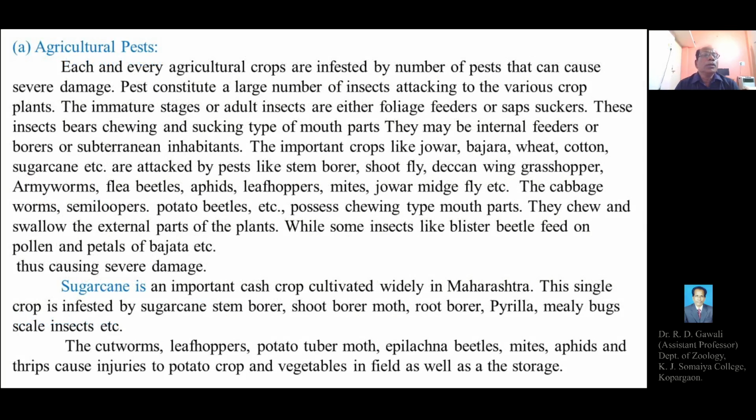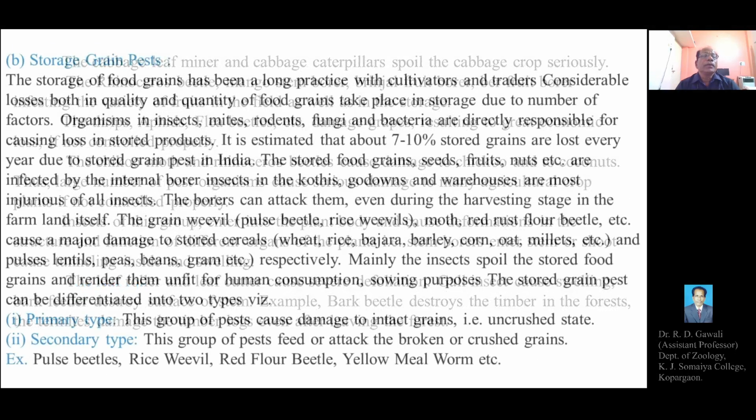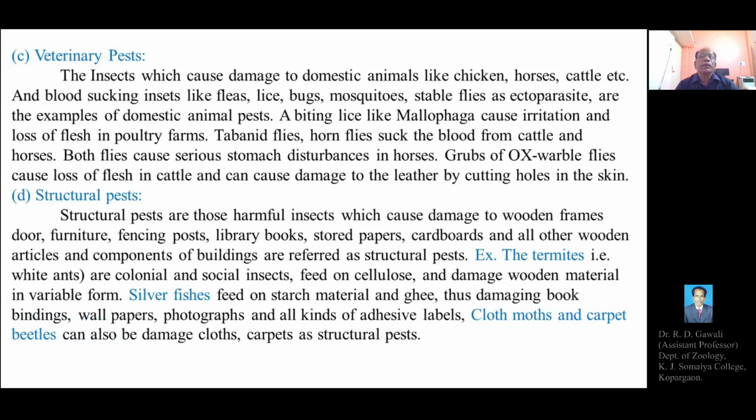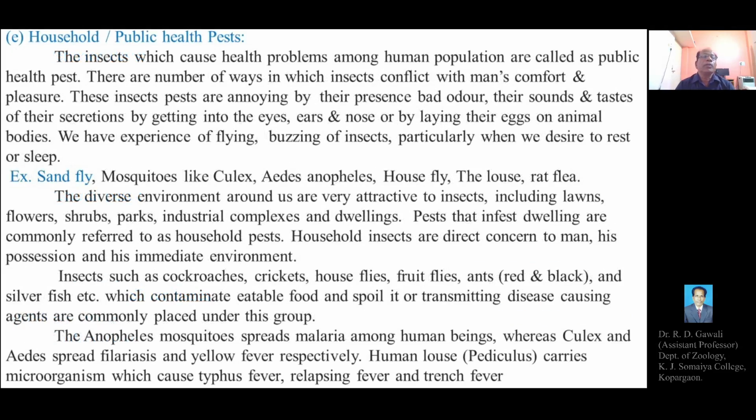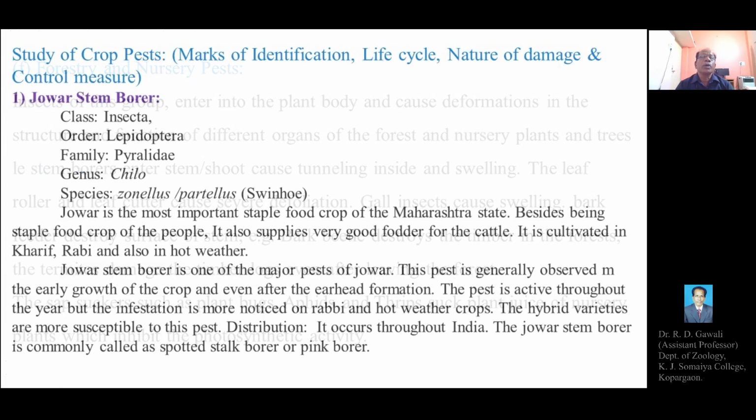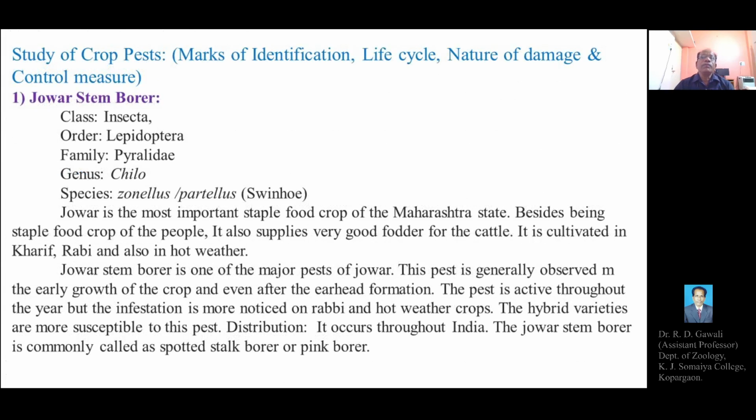So with this we'll stop here and continue with the next point, that is study of different crop pests, next time. Thank you.